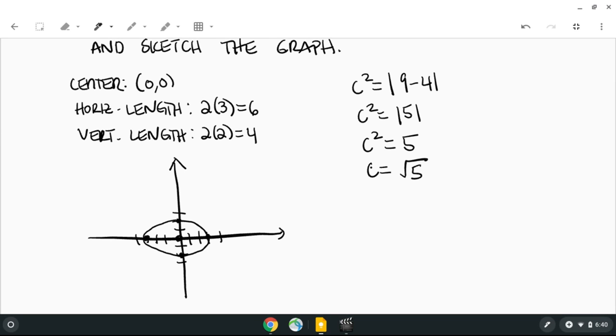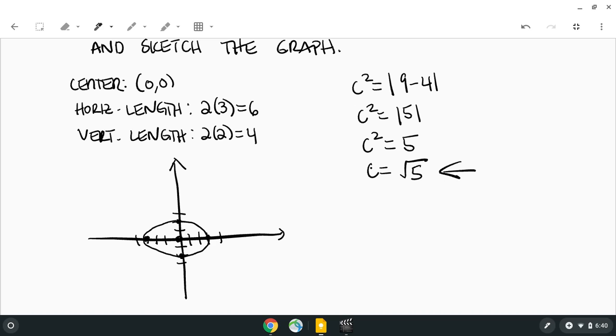And my foci, they're going to be along the major axis this far away. You're going to have one at negative square root 5, 0, and one at positive square root 5, 0, which is 2 point something. So you'll have one right in here somewhere, and 1, 2, and one in here somewhere. I promise I won't break out my tape measure to make sure you're exact.